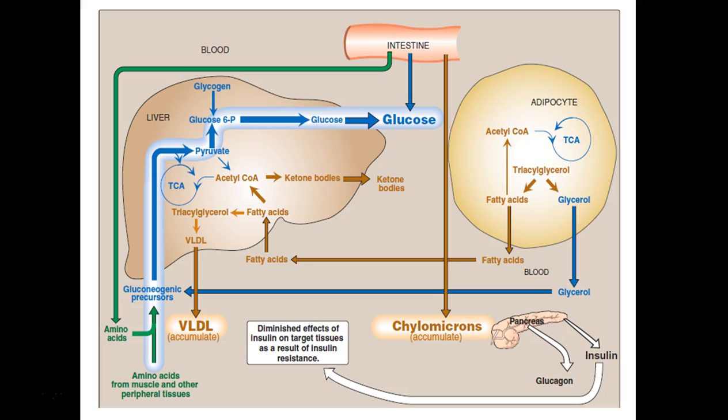So we have been looking into this part: liver, adipose tissue, muscle, and pancreas, all this stuff. So here the same thing is happening, like increased hepatic glycogenolysis and gluconeogenesis, and these fatty acids are again routed into ketone body formation. Chylomicrons accumulate, VLDL accumulate. The diminished effects of insulin on target tissues result in insulin resistance. So you can see even amino acids will be channeled to gluconeogenic precursors to go to pyruvate and then gluconeogenesis.